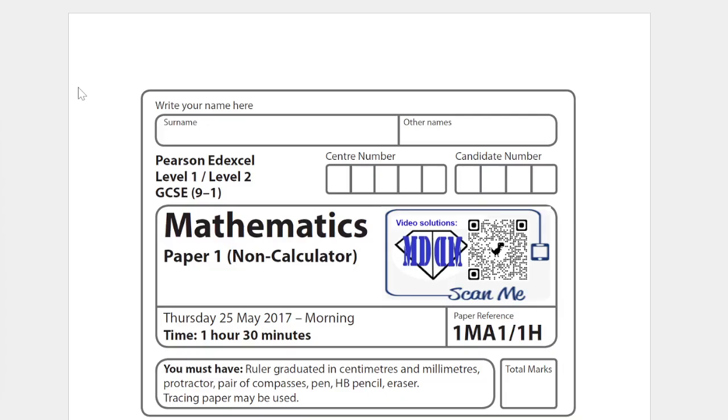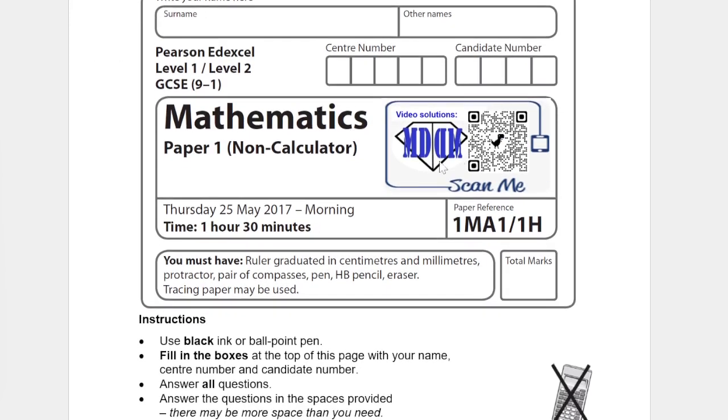Attached to the description of this video is a link that will take you to a PDF copy of this paper. It's just got my QR code which takes you directly to the video. I would strongly recommend you either have a copy of the paper done beforehand, or you do it alongside the video, pausing and playing. Pause, try a question, play to see whether you got it right.